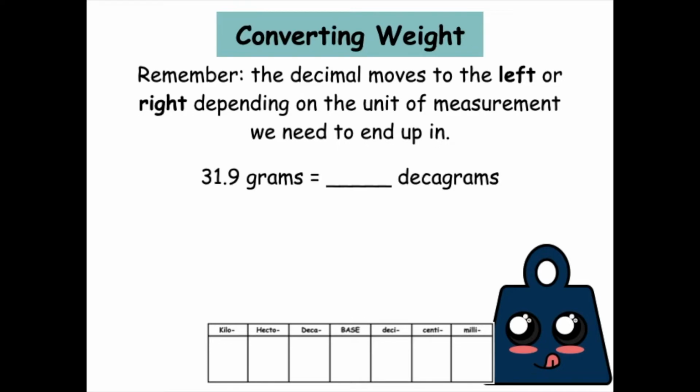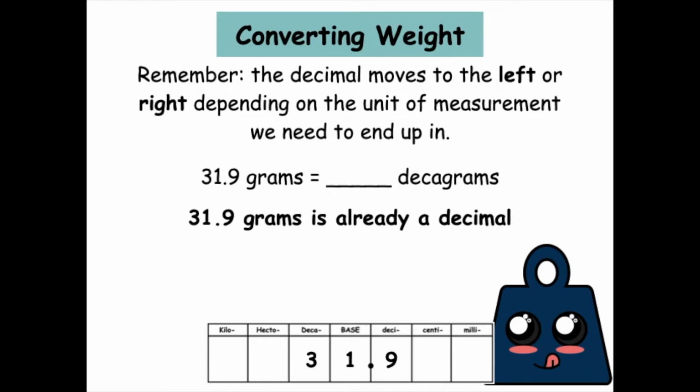number 1. So 31.9 grams equals blank decagrams. So I'm already noticing that I have 31.9 as my starting number, so I'm going to put that into my table, or maybe write it down off to the side, whichever is what you prefer. And my next step would be to write my starting number as a decimal. Lucky for us, it's already a decimal, so we don't have to do that.